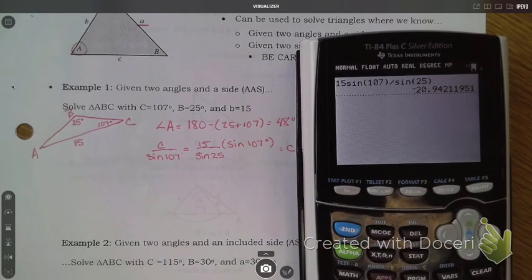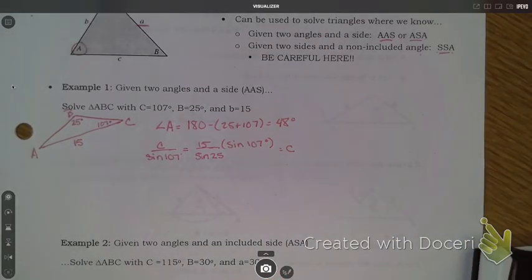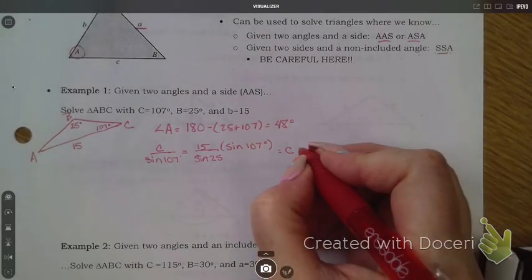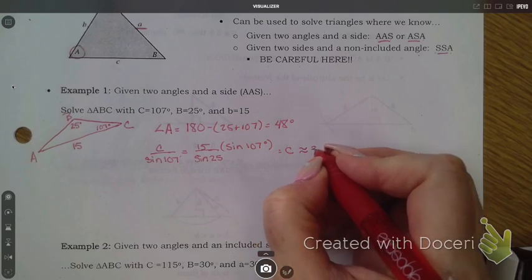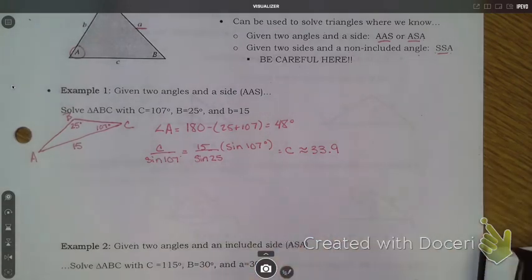The first thing I would always do is make sure. So did you get 33.94? Yeah. Okay. Always go to the nearest tenth unless they give you more. So 33.9. It's approximately 33.9. And do we have a unit? No. If I had a unit, I would put it there. Always go to the nearest tenth, unless they give you the hundredth, then you give them the hundredth.